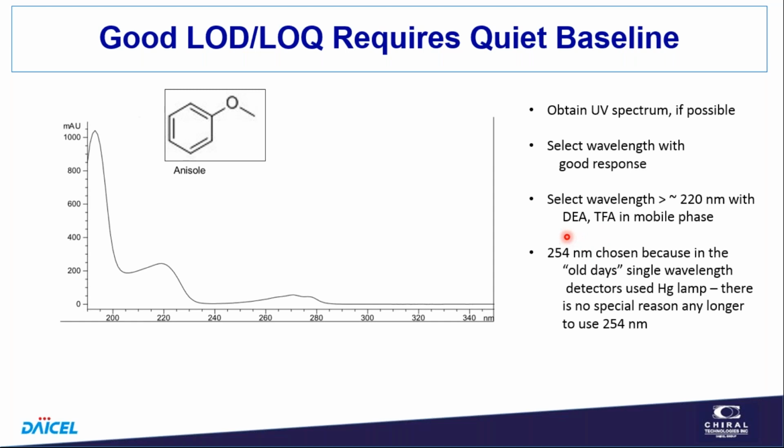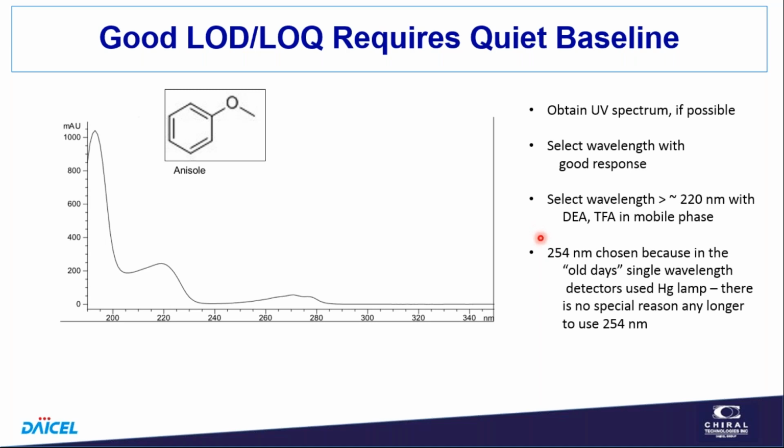People sometimes choose 254 nanometers as their wavelength, and this comes from the old days, when we had just single wavelength detectors, and they used a mercury lamp with a really sharp emission band at 254 point something nanometers. It was very quiet. It was an excellent detector if your analyte had good absorbance at 254.